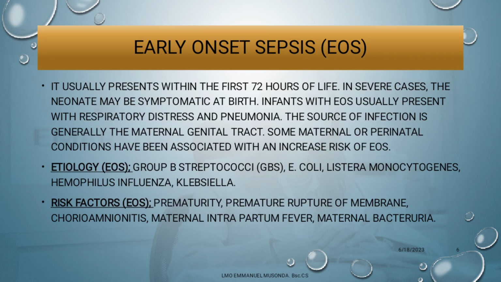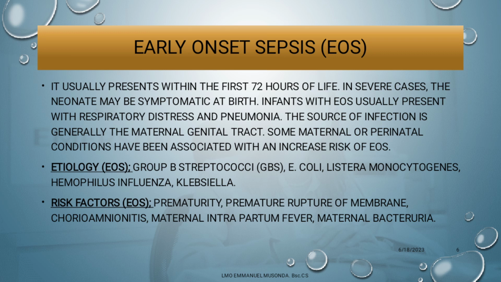So early onset sepsis, or EOS, usually presents within the first 72 hours of life, and in severe cases the neonate may be symptomatic at birth, and infants with early onset sepsis usually present with respiratory distress and pneumonia. And then the source of infection is generally the maternal genital tract, and some maternal or perinatal conditions may have been associated with an increased risk of early onset sepsis.